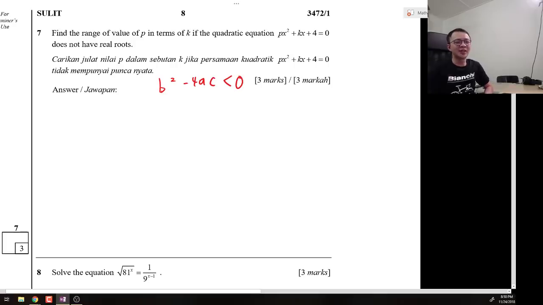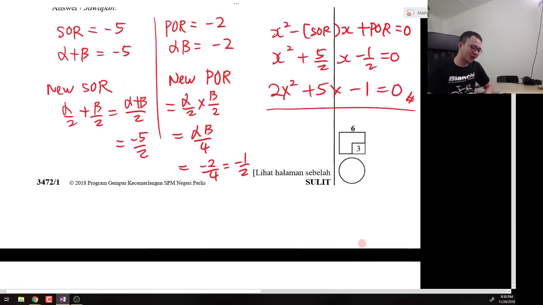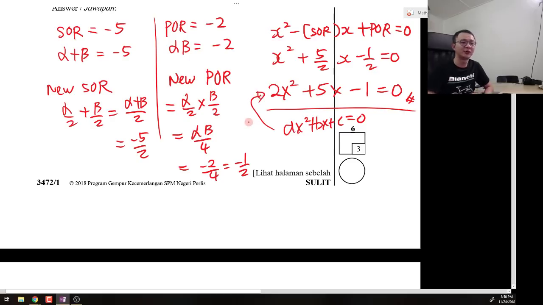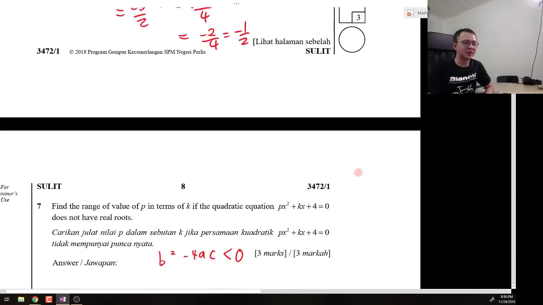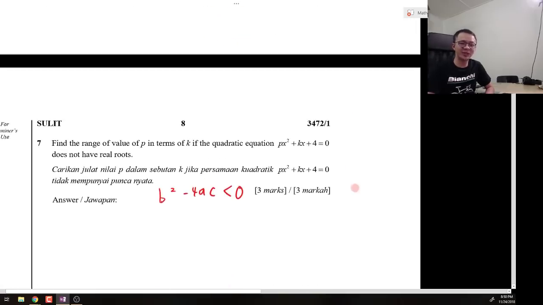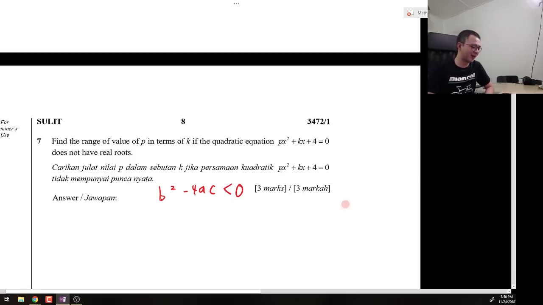So if in the last question I don't multiply by 2, is it considered correct? Yeah, I guess if you don't multiply by 2 it is okay, unless the question asks you to leave it in the general form. Normally I will, but it's still correct. I guess both are correct. Unless the question says leave your answer in ax squared plus bx plus c equals 0, then you have to multiply by 2. Even if you don't multiply by 2, you will still get the mark.